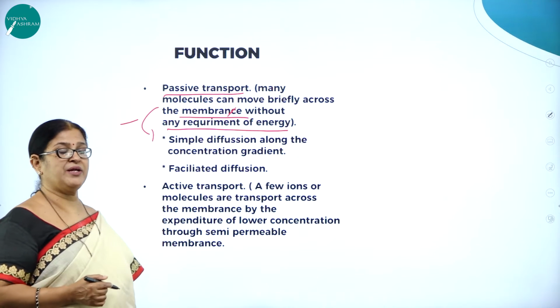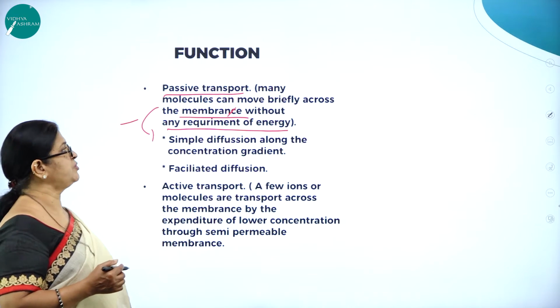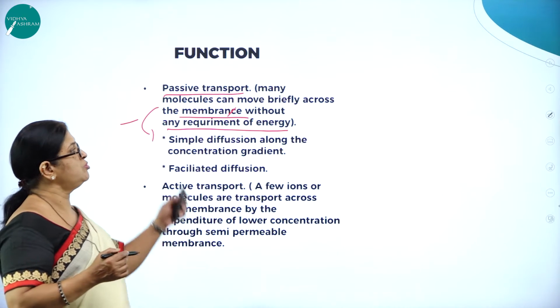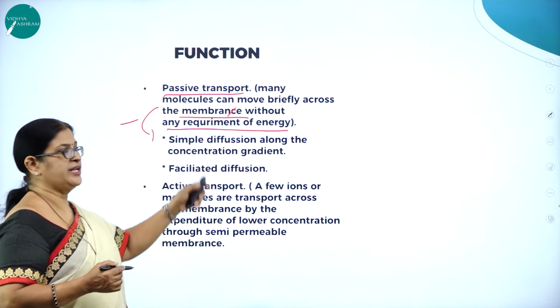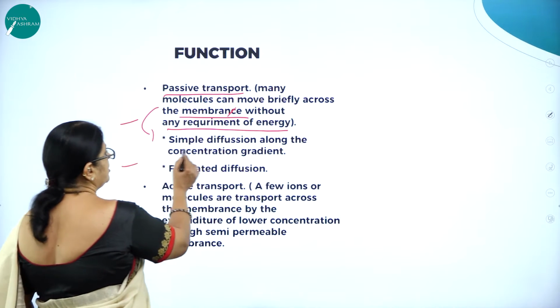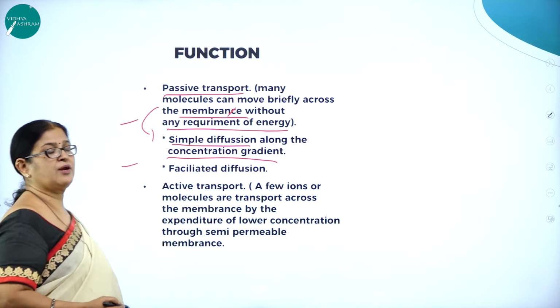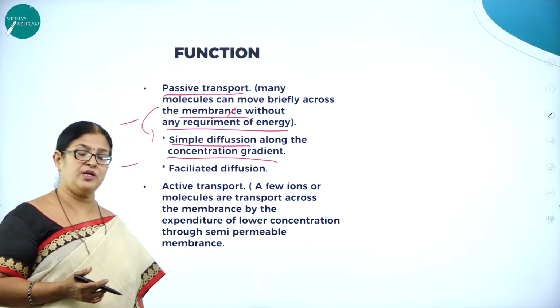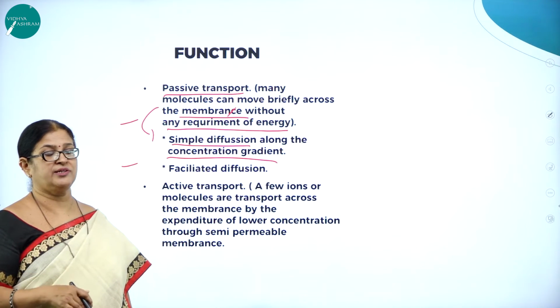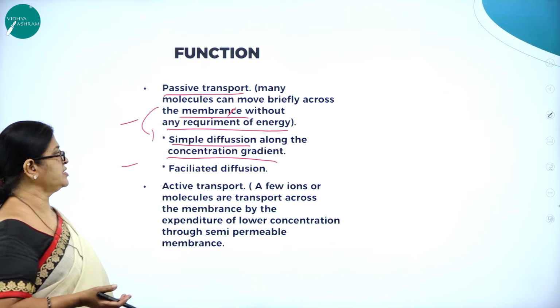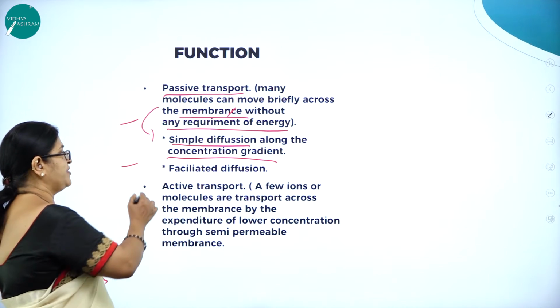So the cell membrane acts in passive transport, where many molecules move briefly across the membrane without any requirement of energy. It takes place through simple diffusion along the concentration gradient. What is diffusion? It is the movement of molecules from a region of higher concentration to a region of lower concentration. And it also helps in facilitated diffusion.